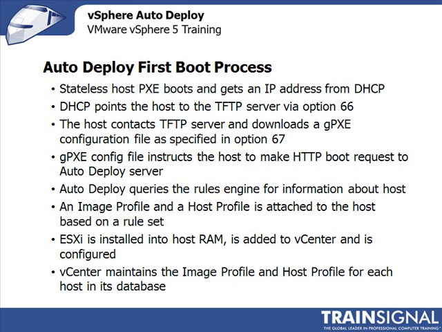Once the rules engine identifies what type of host it is, an image profile and a host profile are attached to the host. The image profile will deploy the right ESXi 5 image to this host, and as this host starts to boot up and gets into vCenter, a host profile will also be attached to it. After that, ESXi is installed into the host memory. It is added to vCenter and is configured using the host profile. vCenter will maintain the image profile and host profile for each of the hosts in the database, so that for subsequent reboots it knows there's an entry for it in the database.